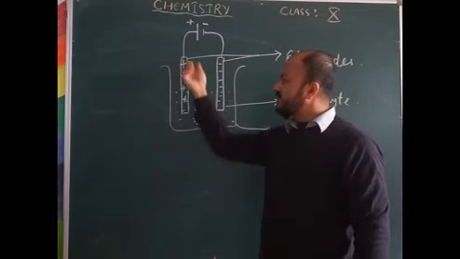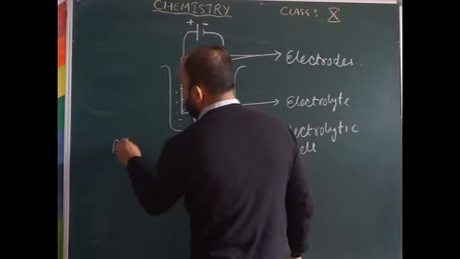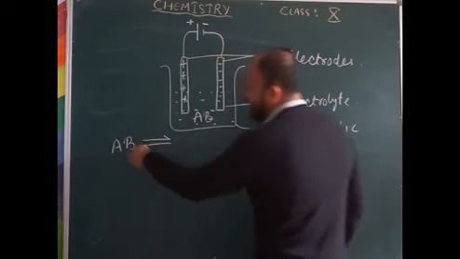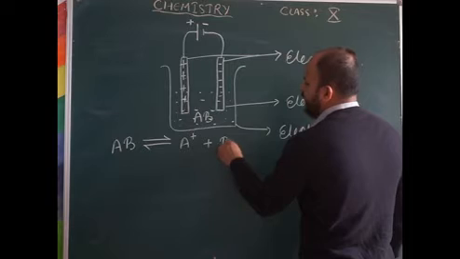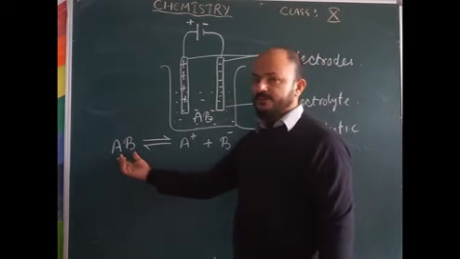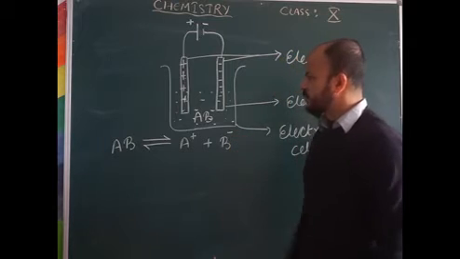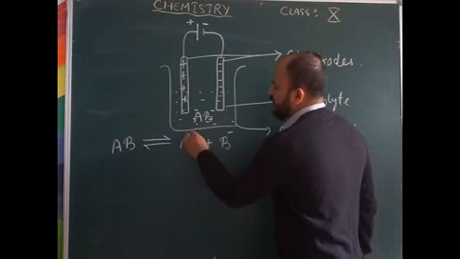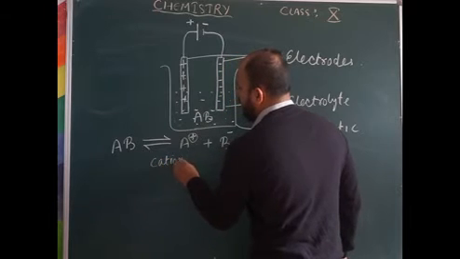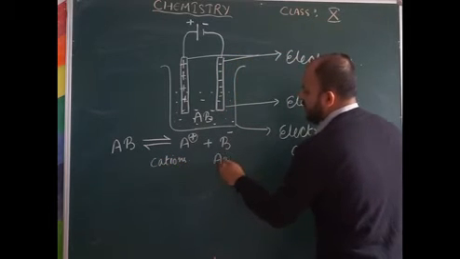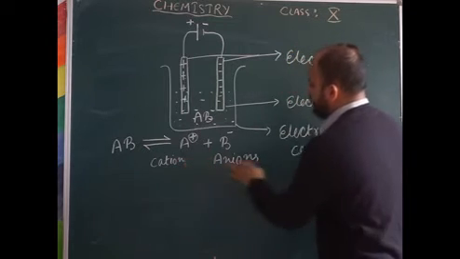Now, as soon as this electric current is passed, what will happen? This AB, since it is an electrolyte, will dissociate into the respective cation and anion. So now this AB is dissociating into A positive and B negative. You know the positively charged ions are known as cations, and negatively charged ions are known as anions. This is cation and this is anion.